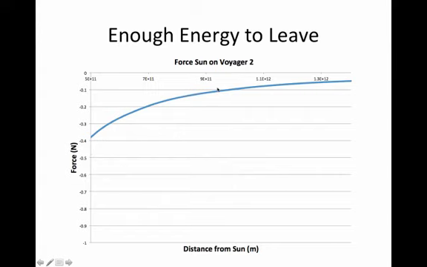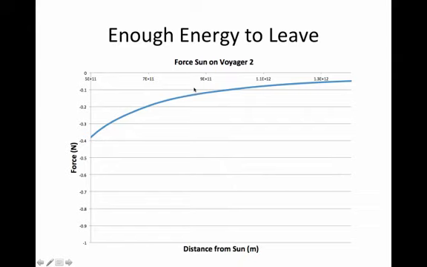Now, if we wanted to calculate the gravitational potential energy of Voyager 2 at different points, at different distances from the sun, we would find the area in between this graph and our horizontal line that would tell us how much work is done by the sun on the Voyager spacecraft.